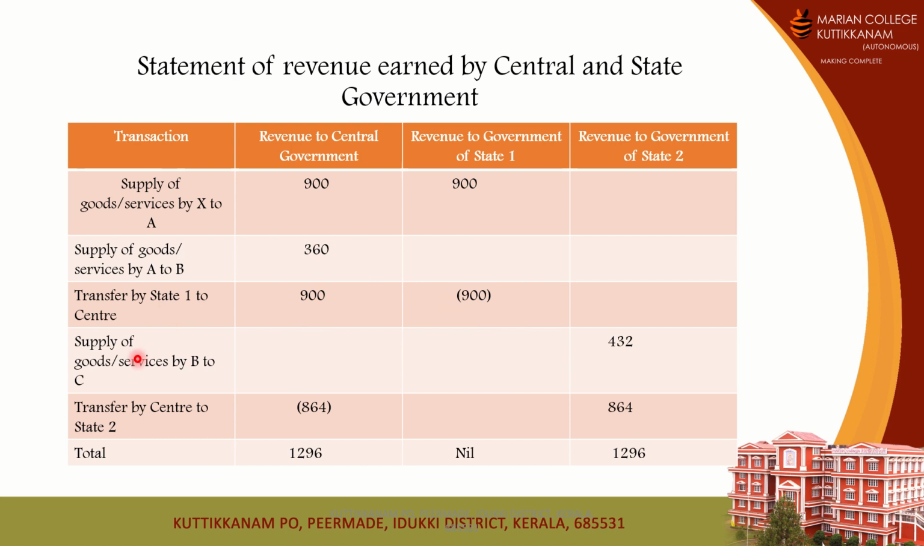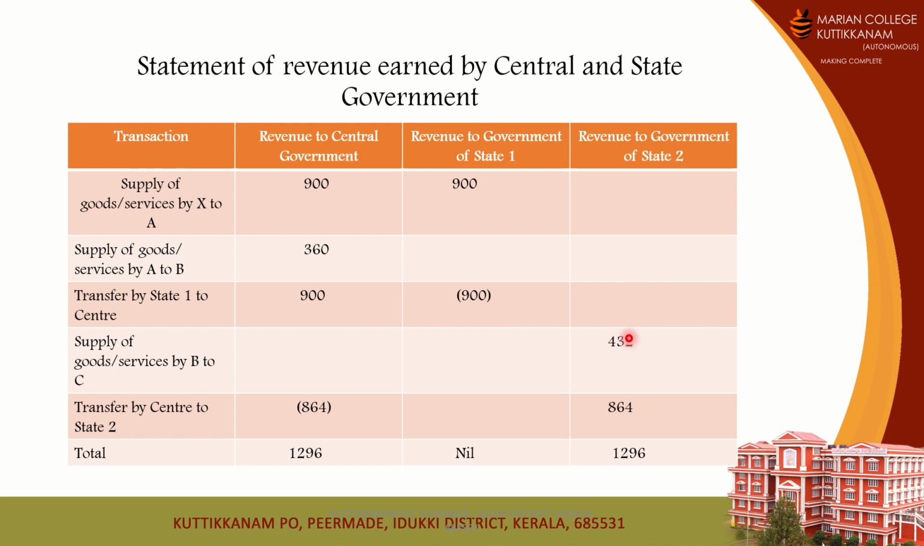Okay. So state 1 is the exporting state and state 2 is the importing state. Remember that also. Then we have supply of goods and services by Mr. B to C. What happened? That was an IGST transaction. So the revenue was to state 2.